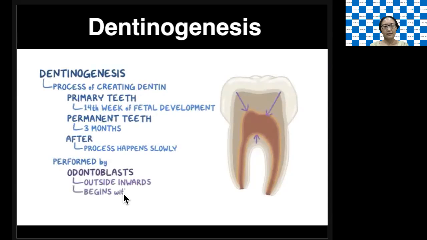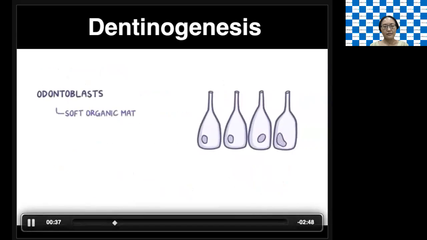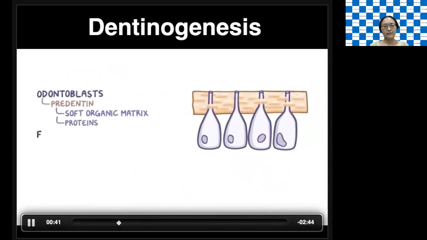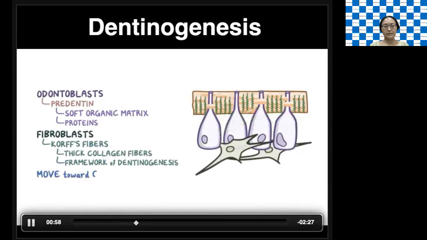So the process starts with creation of the mantle dentin, which is the outermost layer of dentin, right under the enamel. First, odontoblasts secrete a soft organic matrix made out of proteins, which is called predentin. Fibroblasts assist by creating a mesh of thick collagen fibers, called Korff's fibers, which become the framework for dentinogenesis. Think of these as rebar, which help form a very strong wall. Slowly, the odontoblasts and fibroblasts move toward the center of the tooth.